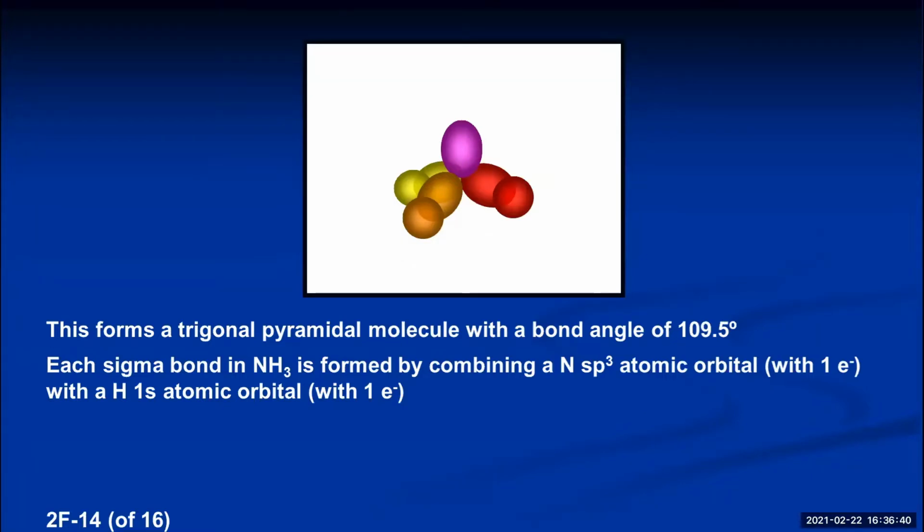And when you do that, each of these bonds can be named by just naming their symmetry, which is sigma, followed in parentheses by the two atomic orbitals that merge together to make them. And we have them written right here. It's an sp3 from the nitrogen and a 1s from the hydrogen. So those are called sigma sp3 plus 1s.